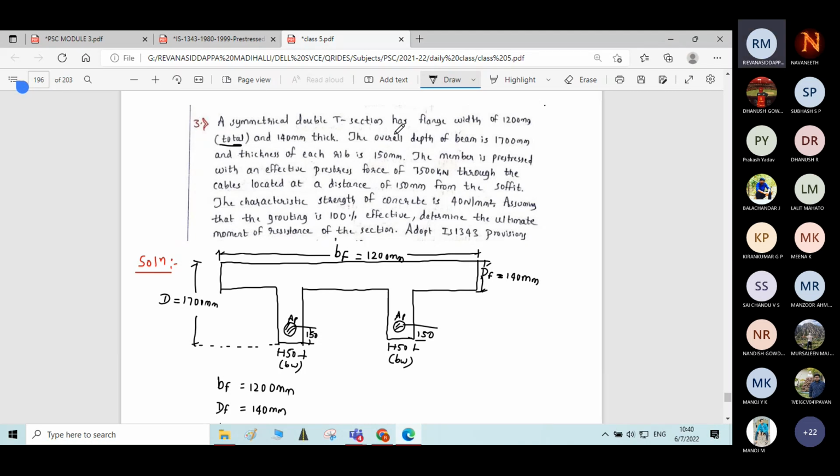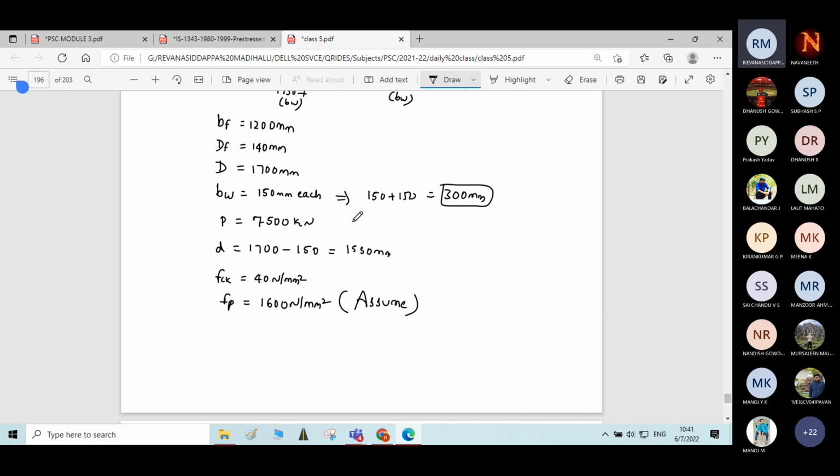A symmetric T section has a flange width of 1200 and 140 mm thick. Overall depth is 1700 mm. Thickness of rib is 150. The member is prestressed with the effective prestressing force of 7500 kN through cables located at a distance of 150 mm from soffit. Characteristic strength of concrete is 40 Newton per mm square. Assuming the grouting as 100% effective, find the ultimate moment of resistance.